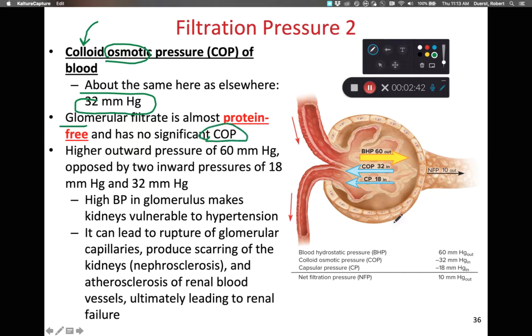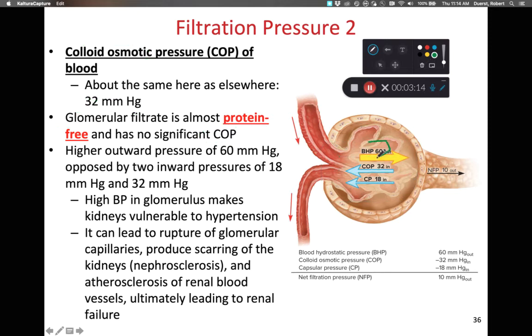in it. So what we find is that we have colloid osmotic pressure in the bloodstream pulling fluid back into the bloodstream, and then the blood hydrostatic pressure pushes fluid out of the bloodstream into the filtrate. And the capsular hydrostatic pressure is going to push fluid back into the blood. So these are the three forces that we typically are going to look at that give us our filtration pressures. And we can total them up or sum them.